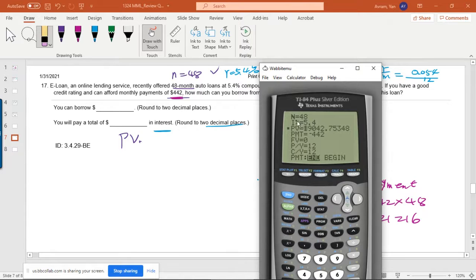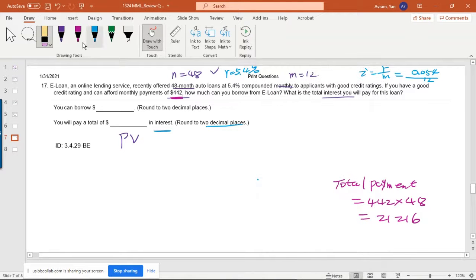Even I can make a mistake in the formula calculation because it's so much detail. The total number of payments here is 48 times, right? 48 months. You pay one time per month, so that's 48 times. Interest rate is 5.4%. And like I said, we don't want to owe anything after 48 months. So we're going to have a future value of 0, and payments and compounding per year is 12. So that means we can borrow this much, $19,042.75.